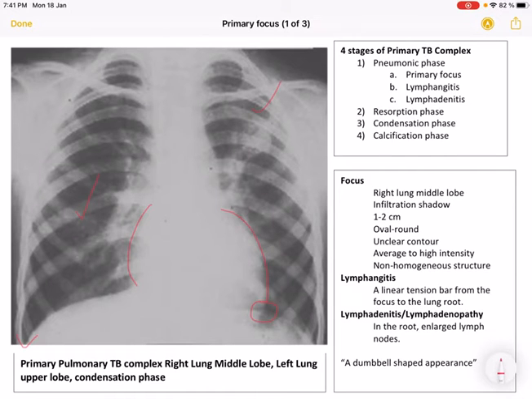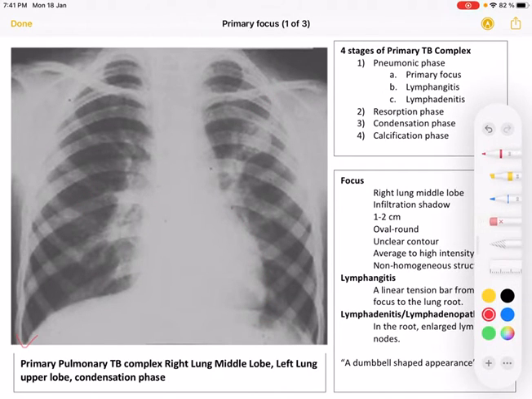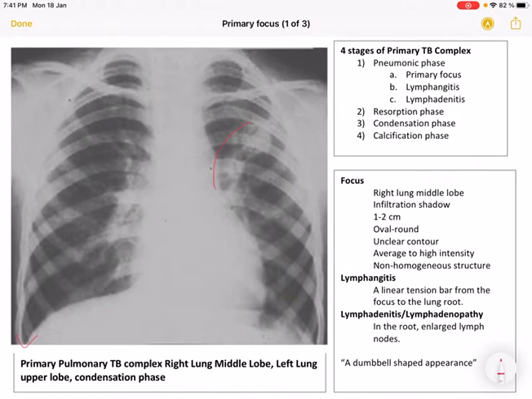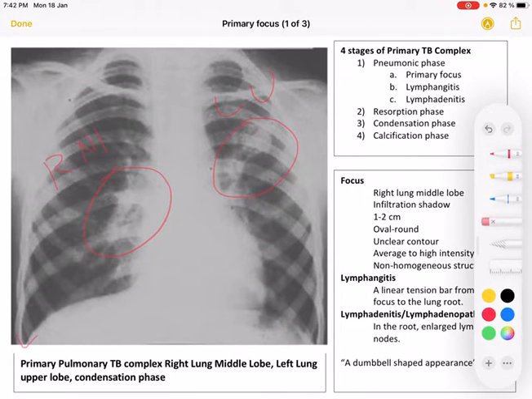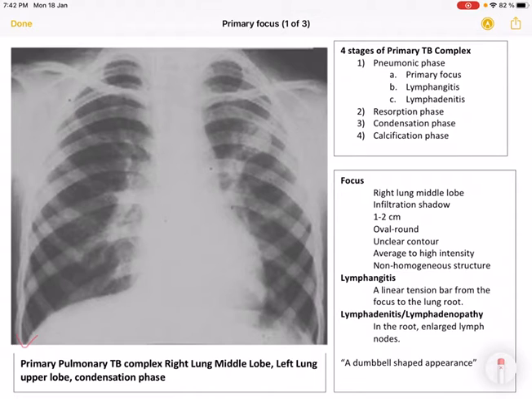After that, we can see that there is consolidation or infiltration in the lungs, in this area and in this particular area. So the right lung middle lobe approximately, and left lung upper lobe involvement. So what are these and how can we explain these consolidations?